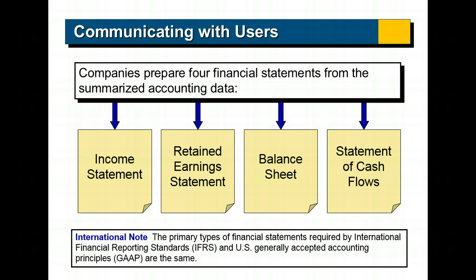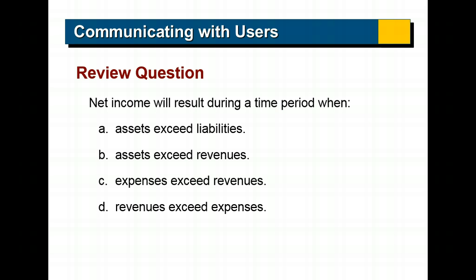The financial statements show us the income statement, which is the difference between the revenues minus the expenses and the net income. The retained earnings statement, which we'll talk about in a minute. The balance sheet, and the statement of cash flows. These are the 4 financial statements we're going to talk about in this class. Okay? We're going to go into detail on each one of them.